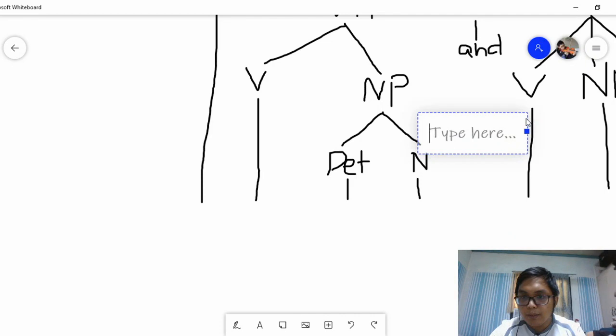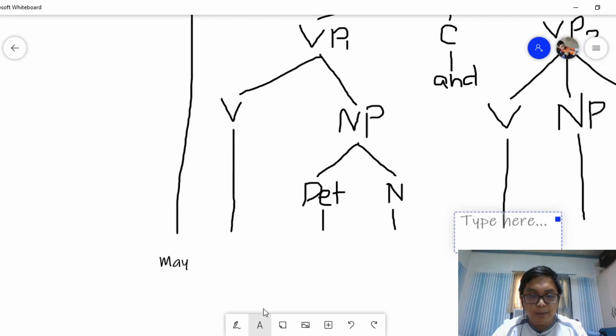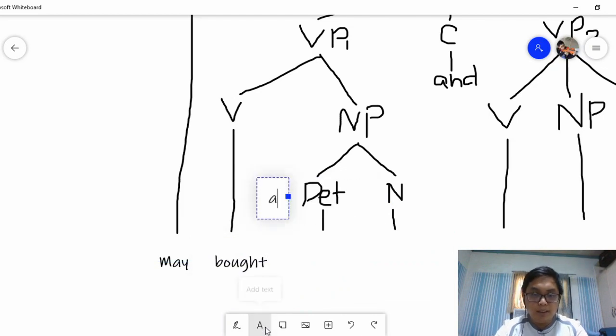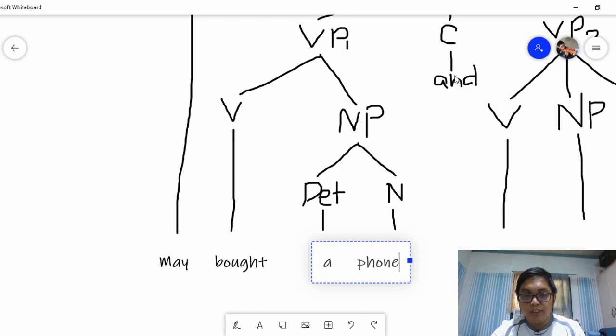It seems it doesn't want to move for me. Let's put it in this way. Okay, so it just needed to be typed. The next would be "bought." Next would be "a phone." We'll put that down. "Bought a phone." And you have already the word "and."